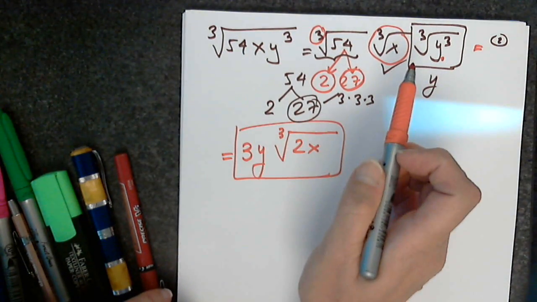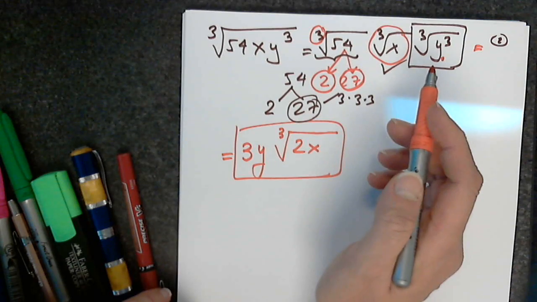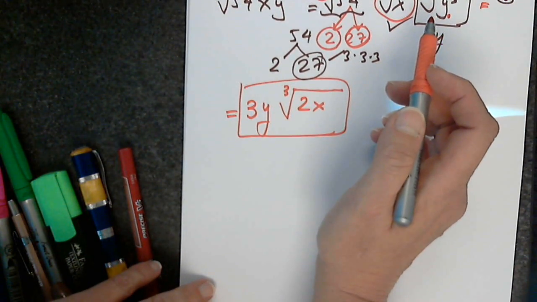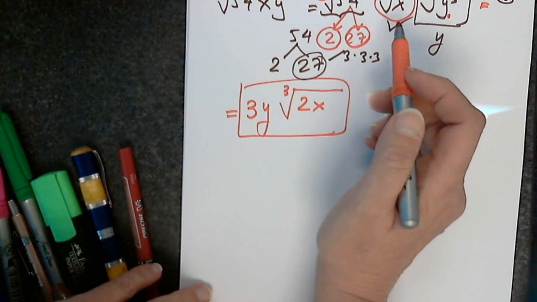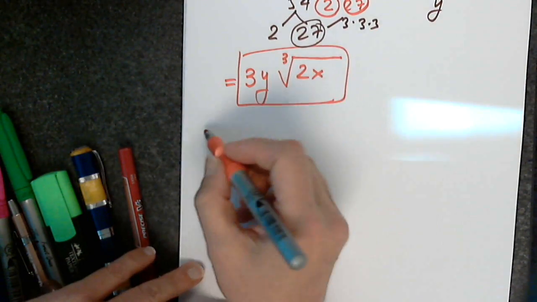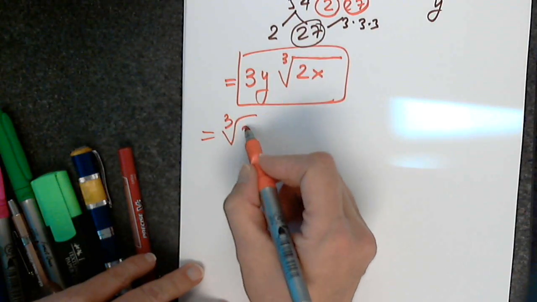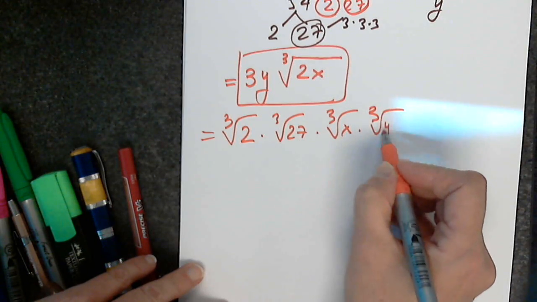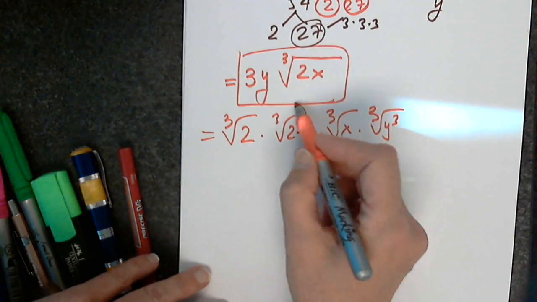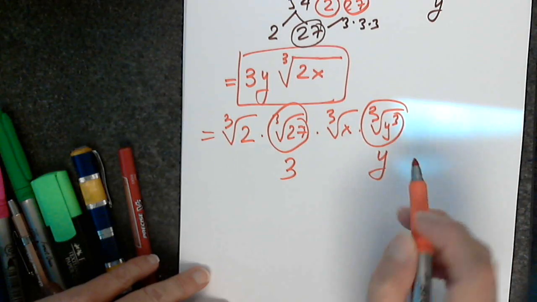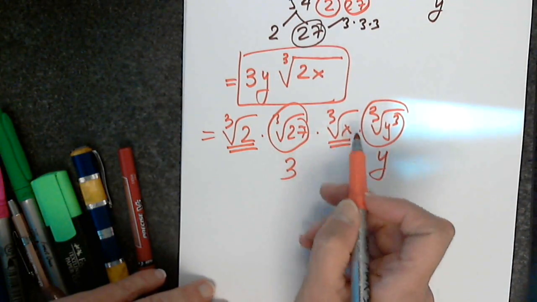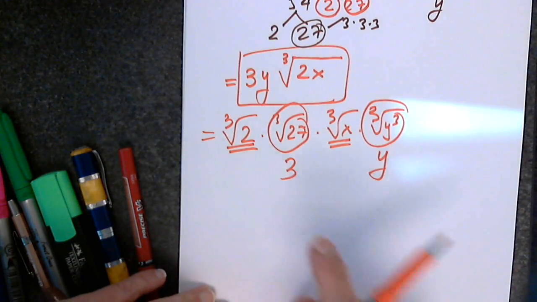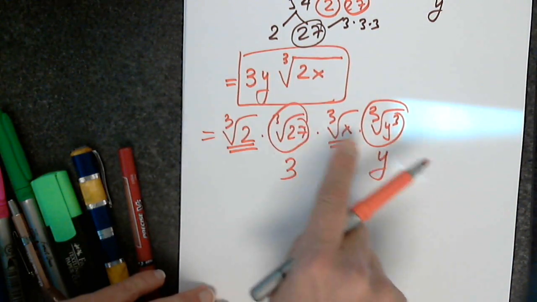I don't understand how you went from, well, I get that you split 54 into 2 and 27, but why is the 2 over there? So, okay, do you understand that this is the cube root of 2 and the cube root of 27 and the cube root of x and the cube root of y cubed? Is this clear? Is it clear that this will be 3 and this will be y? And is it clear that these two have to stay under the cube root because I can't simplify them? Okay, so these two are here, this one is here, and this one is here.